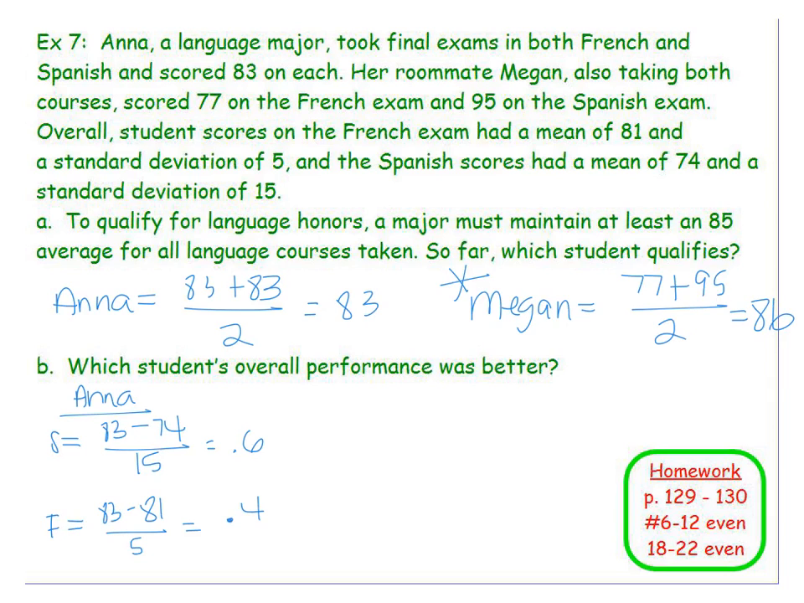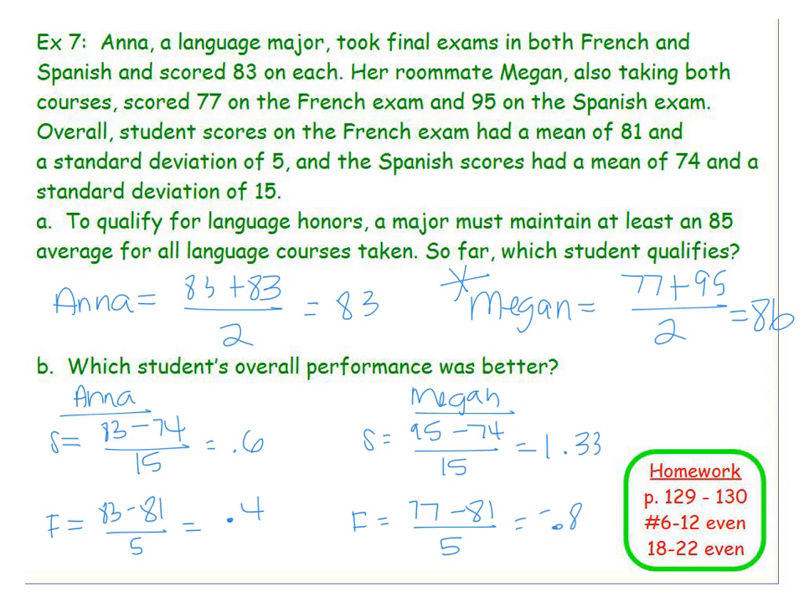So those are her two conversions. Then we have Megan over here. So Megan's Spanish score was a 95 on Spanish. Take away 74 for the mean, divided by 15. I end up with 1.33. And her French z-score, she had a 77 on French, minus 81, divided by 5. She didn't do well in French. She was below average. That's a negative 0.8.